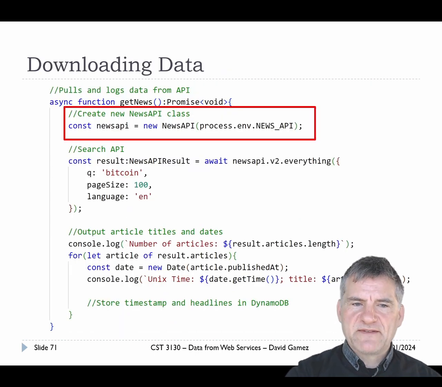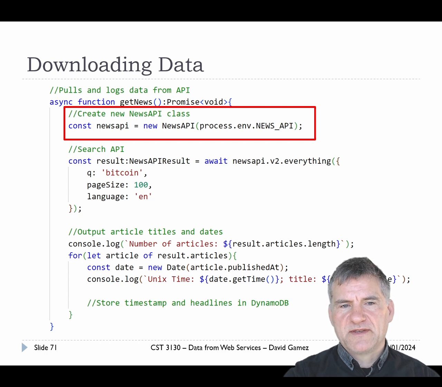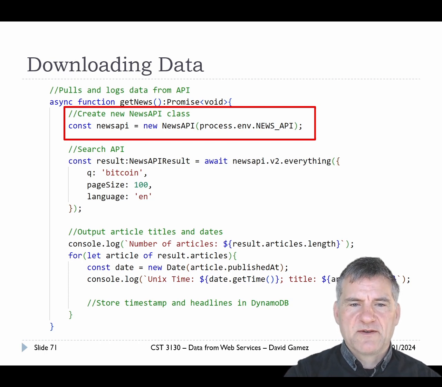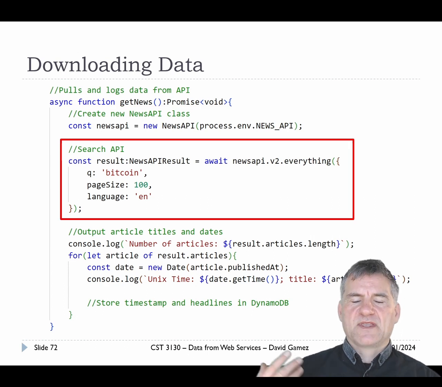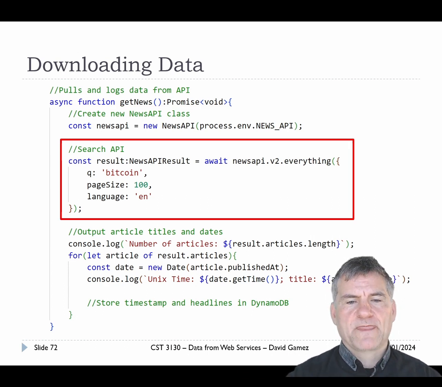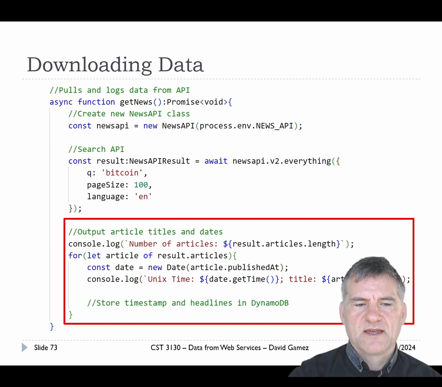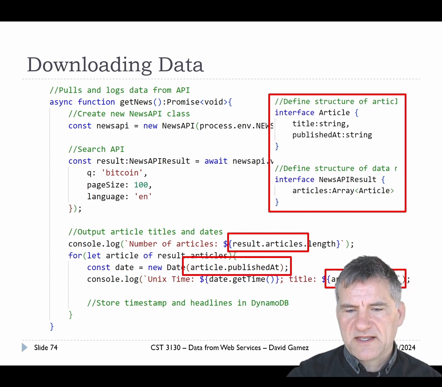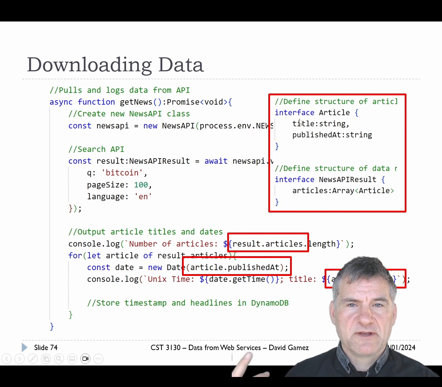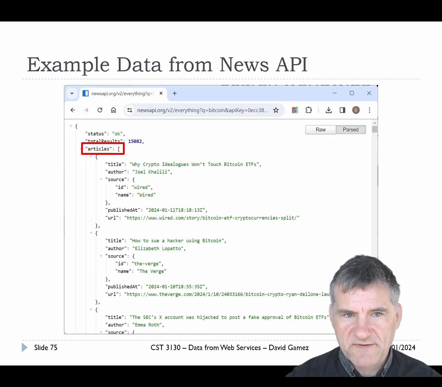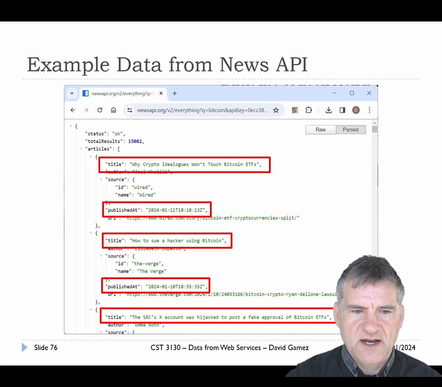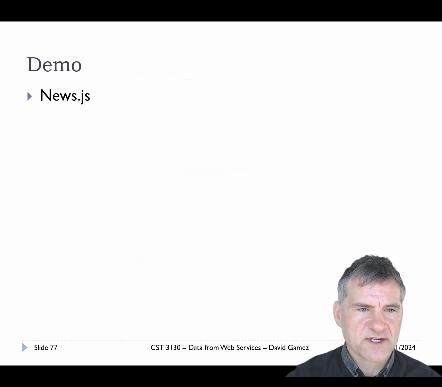Download data is pretty straightforward, right? We import the News API module, and then once we've got that, we can create a new instance of the News API class, and then we can call a method on that, for example, specifying the query, the page size, and the language, yeah? And then we can just log it out, and this structure of the returning data corresponds to the interfaces that we defined earlier, which obviously corresponds to the structure of the data. So we've got articles, titles, and publishedAt are the keys we want to access in that data structure.